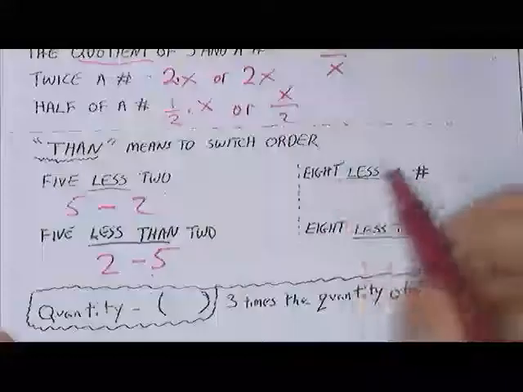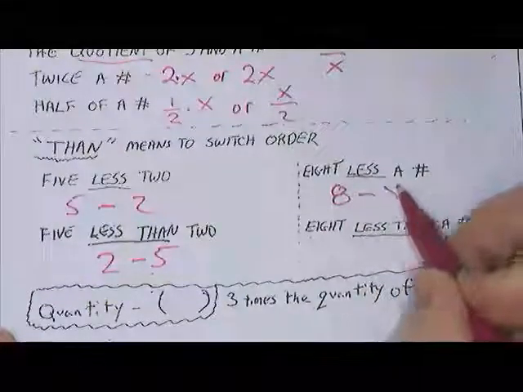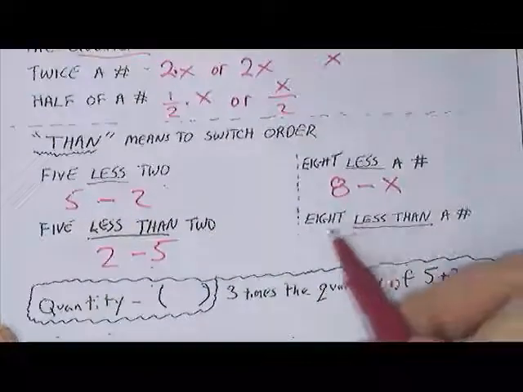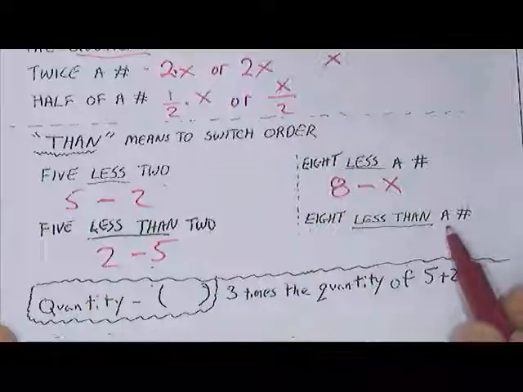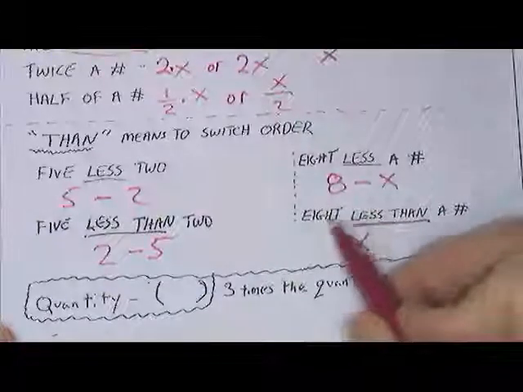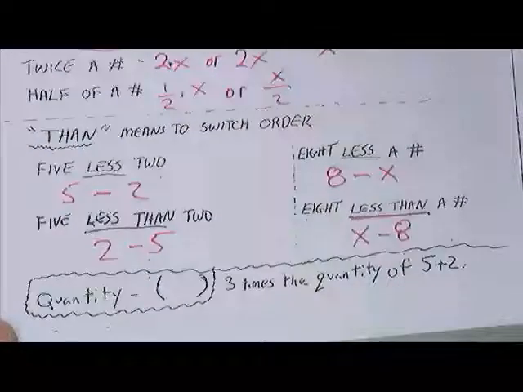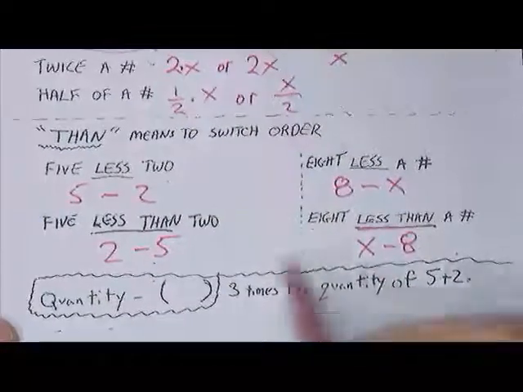All right, here we go. 8 less a number. But then it's 8 less than a number. Less than means to change the order. So we have some number. We want 8 less than it. So we subtract 8 from it. These two are the most confusing.